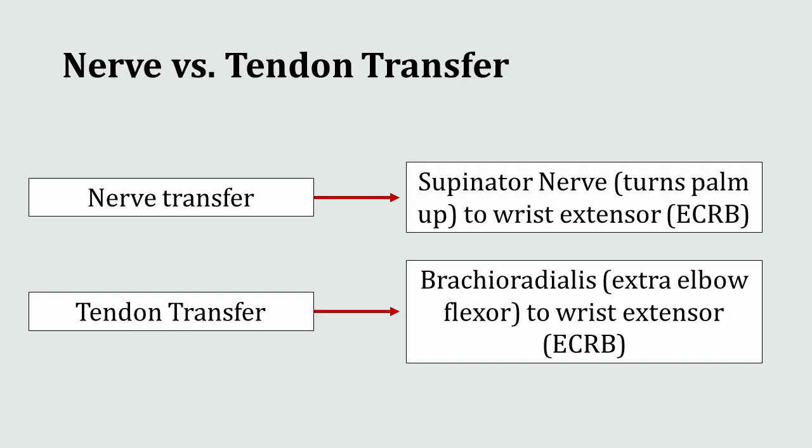The nerve transfer option is to take the supinator nerve. So the supinator muscle, again, is the muscle that turns the palm up, like holding a cup of soup. And it is a fairly expendable muscle, and it tends to be very high in the spinal cord, which is incredible because it's a great donor and we can use it in a lot of patients.